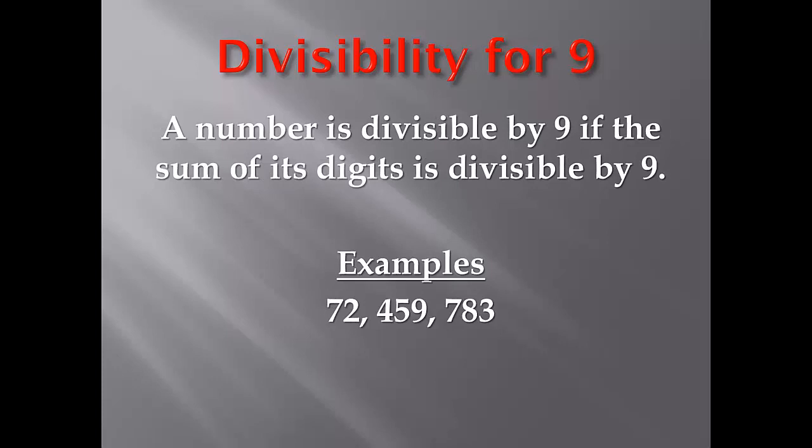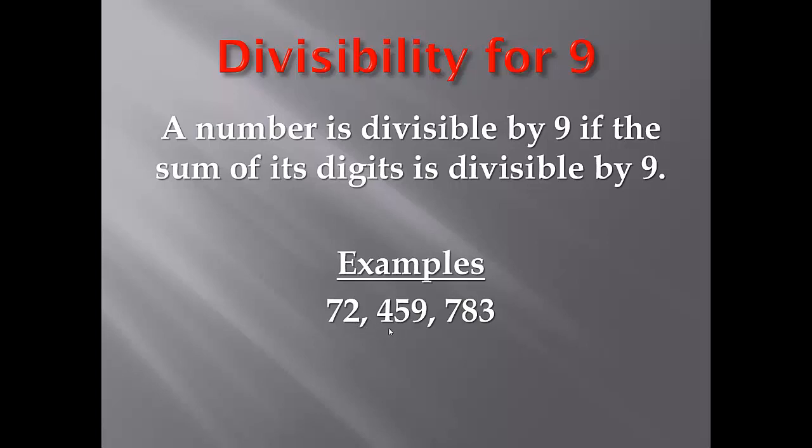Now for our divisibility rule for 9. A number is divisible by 9 if the sum of its digits is divisible by 9. This is the same rule as 3, except after we add up our digits, we see if our answer can be divided by 9. So now our examples, the first one we have is 72. 7 plus 2 is 9, and 9 can be divided by 9.